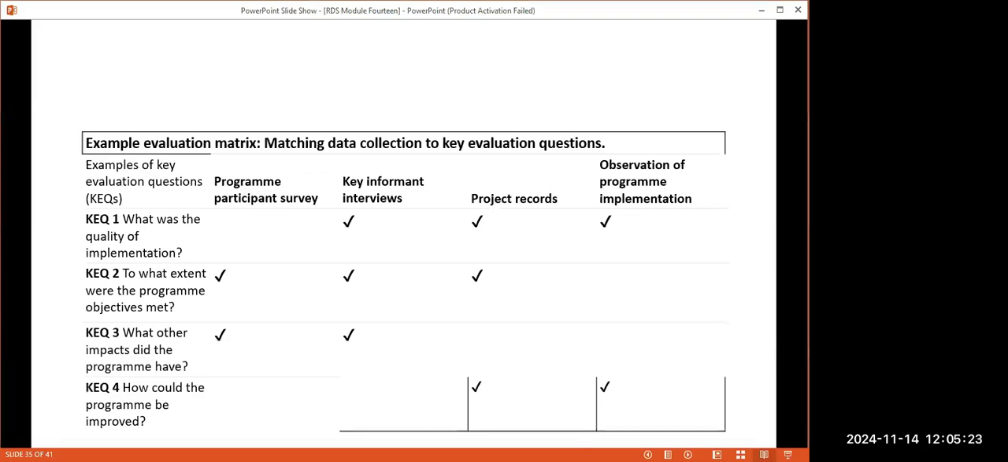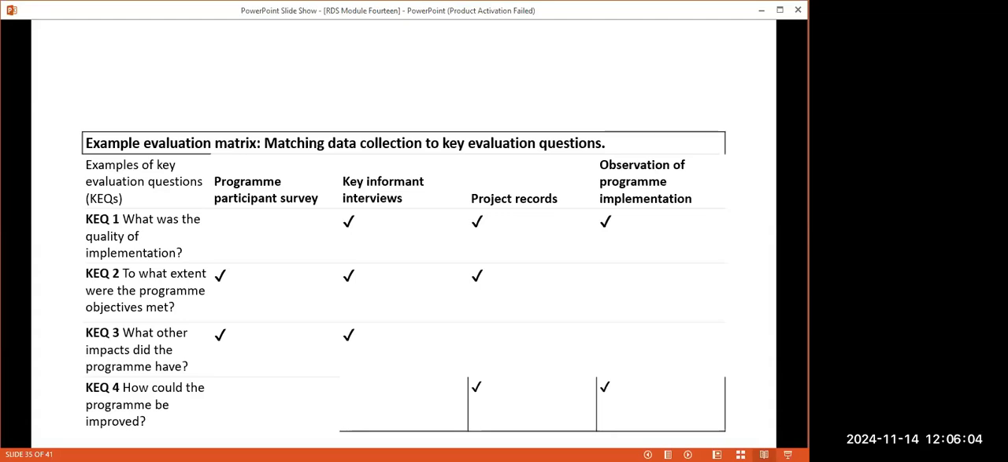Now, what you're seeing is an example of an evaluation matrix. We are matching the data collection to the key evaluation questions. Is it clear? Can you see the table? Yes. Good. So that's an example which has questions, and then the method of collecting data.